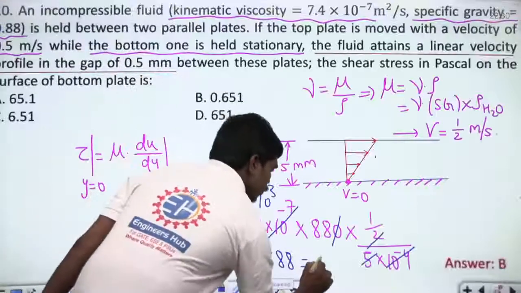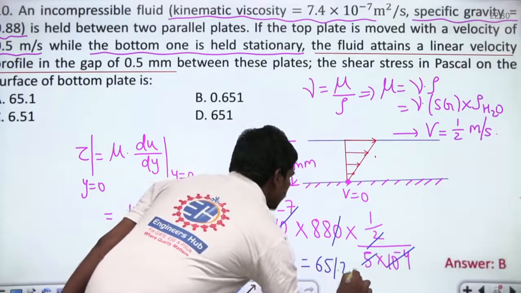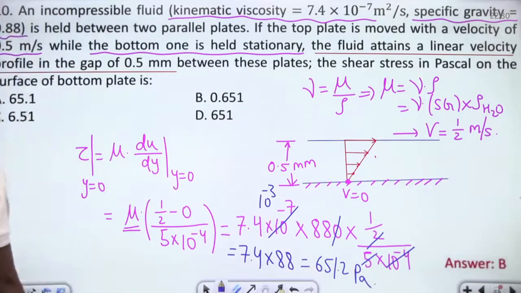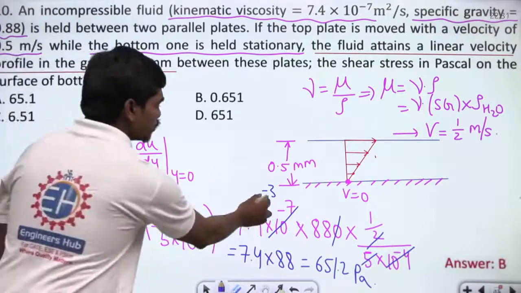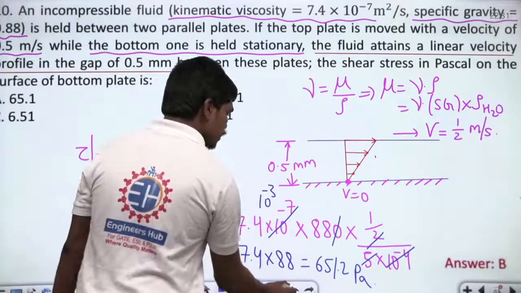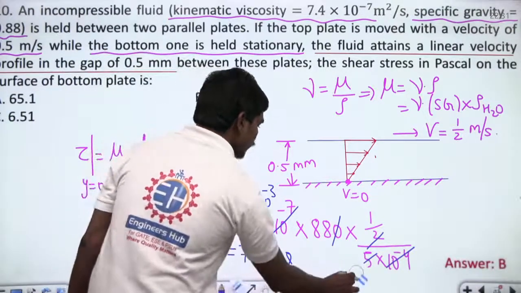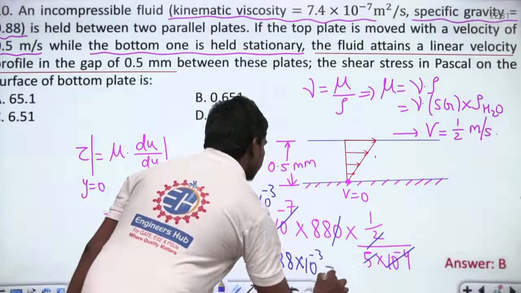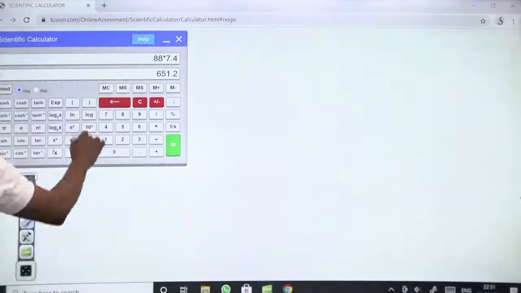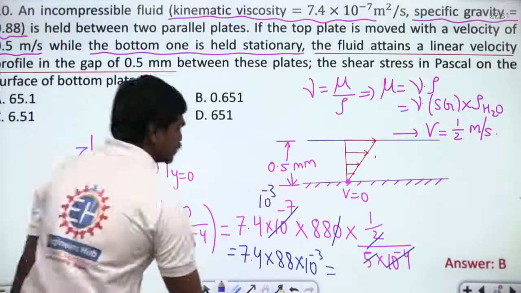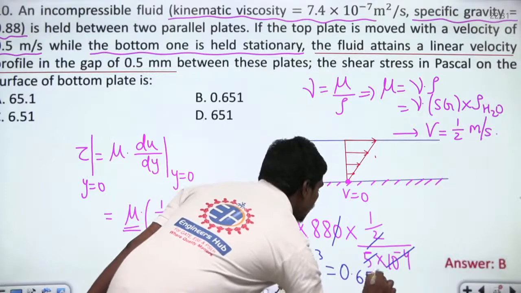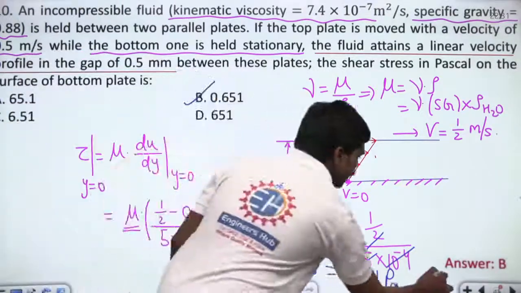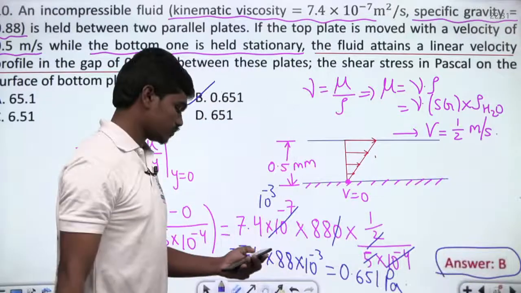So 651.2 pascals. Do we have that in options? Okay, into 10 to the power minus 3 is also available, correct? So it is 10 to the power minus 3 of this complete value. So 0.651 pascals. Correct? So this is in option B, and of course answer B is correct in this case.